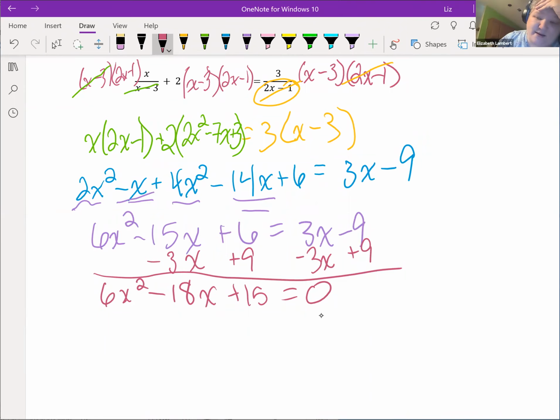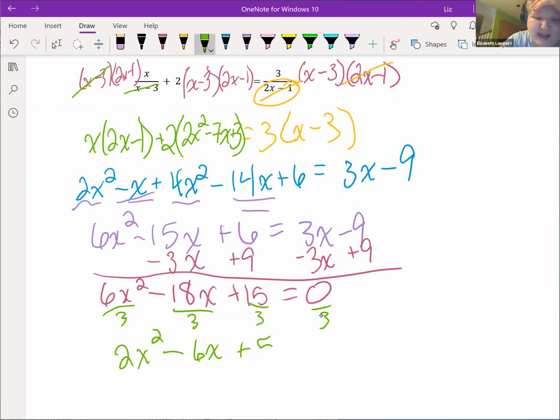Now that it's equal to 0, and you may have noticed it before, what do they all have in common? What are they all divisible by? 3. And since this is an equation, I'm just going to divide both sides by 3, which means divide everything here by 3 and the 0 by 3. And now we have a much smaller, nicer to work with quadratic. So now it's only 2x squared minus 6x plus 5 equals 0.